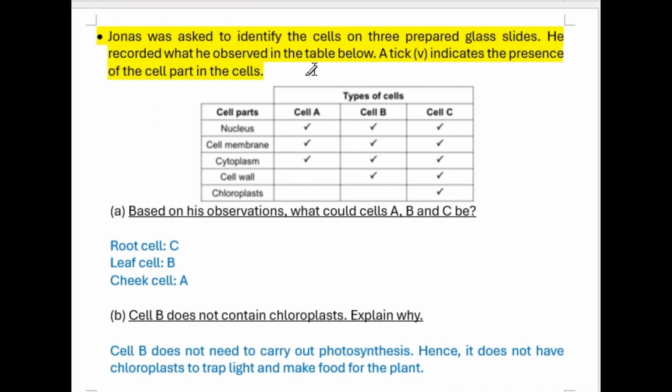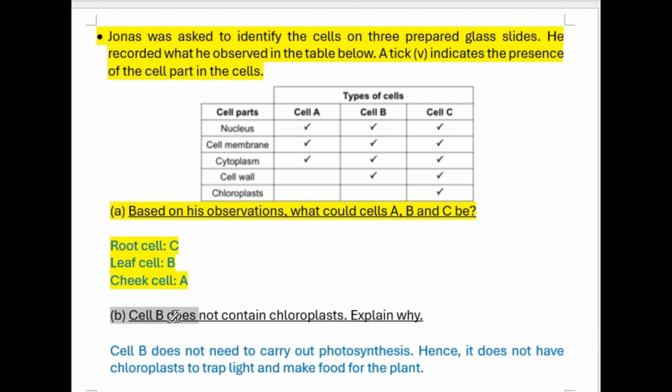Jonas was asked to identify the cells on 3 prepared glass slides. He recorded what he observed in the table below. A tick indicates the presence of the cell part in the cells. A. Based on his observations, what could cells A, B and C be? Root cell, C. Leaf cell, B. Chick cell, A.